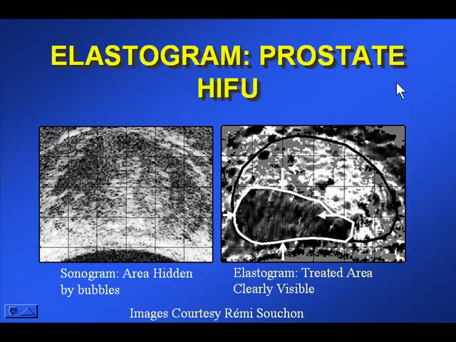This is an example in a prostate of an ablation caused by high-intensity focused ultrasound. The outlined area is the area that was ablated, showing markedly increased stiffness compared to the remainder of the prostate gland.